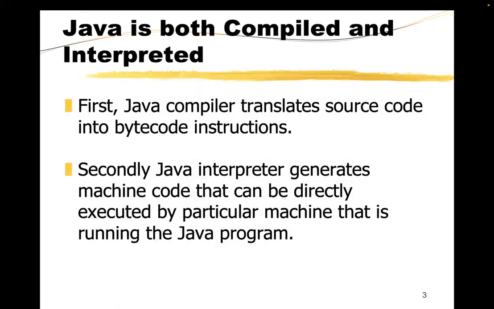In Java, we compile. The compiler translates the source code into bytecode. And secondly, the interpreter generates machine code that can be directly executed by the particular machine which is running the Java program. Therefore, Java files are both compiled and interpreted. It gets compiled first, and thereafter, every time it runs, it gets interpreted. That will increase the efficiency of Java programs as well, because it is already compiled and every time it runs, it gets interpreted.